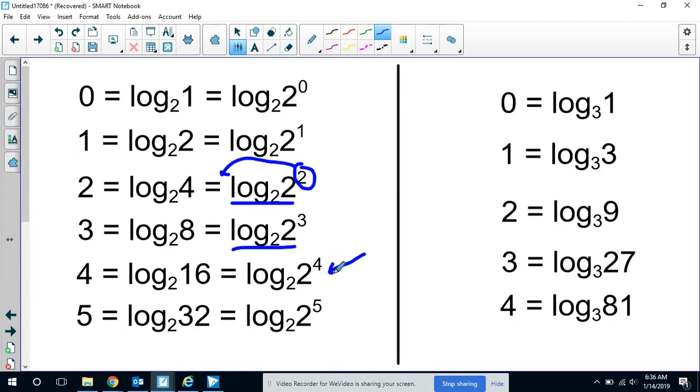If I look at this problem, not only could I rewrite 16 as 2 to the 4th, I could rewrite 16 as 4 squared. So let's say I have log base 2 of 4 squared.